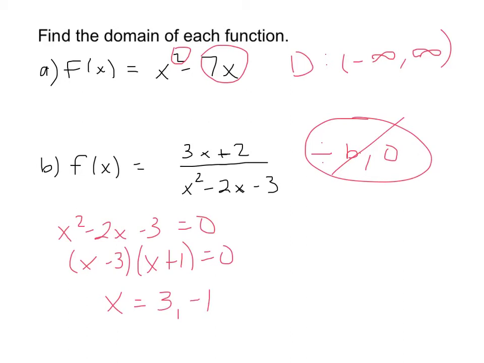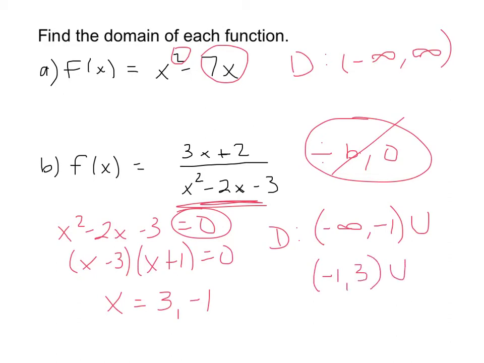If x were either of those two values, that denominator, x squared minus 2x minus 3, would end up being equal to 0. And we cannot allow that to happen. So those are the values that have to be left out. We say that the domain is the values of x from negative infinity to negative 1, union with negative 1 to 3, and union that with 3 to infinity. The union just means we're joining all those groups together. By using that union, it shows that the negative 1 and the positive 3 are being left out.